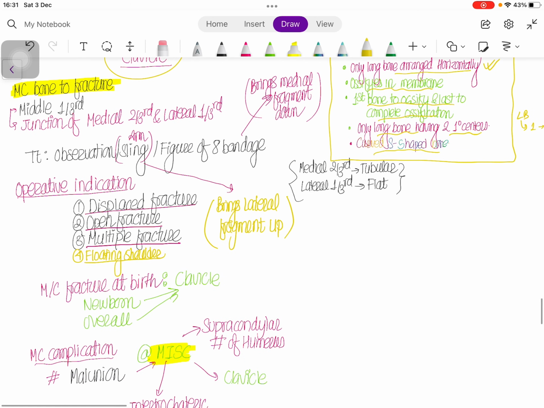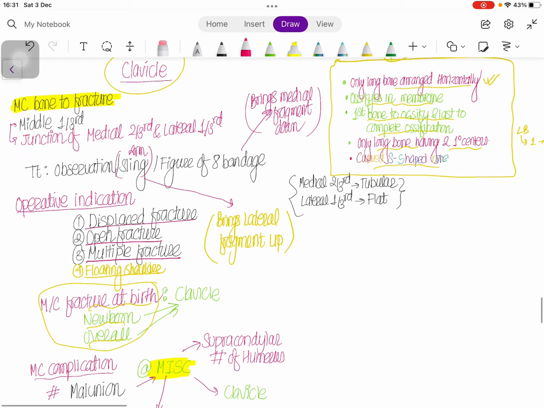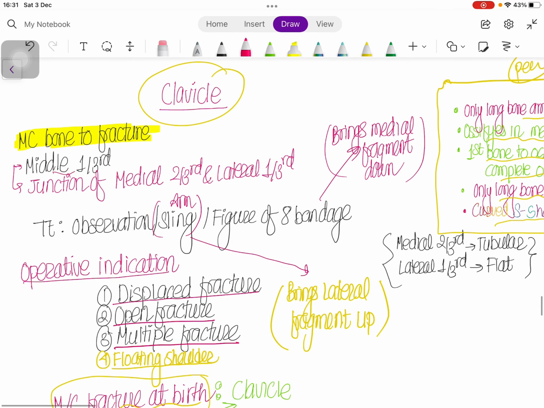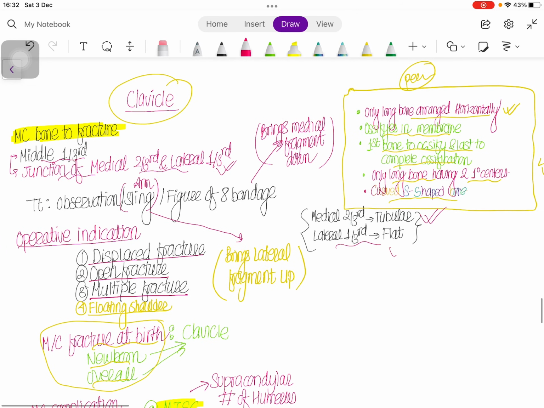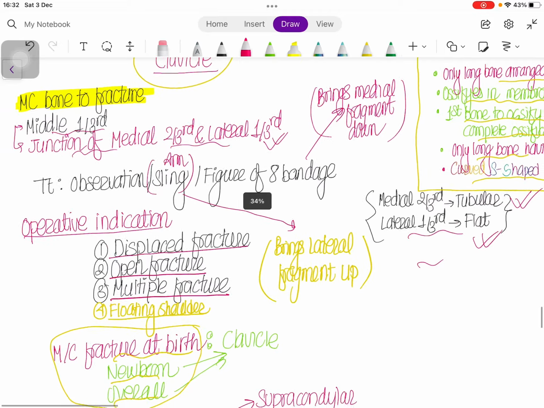So this is the most common fracture at birth and in the newborn, and overall also this is the most common fracture. The most common site is the middle one third, and if not that, then the junction of the middle two thirds and the lateral one third. Why is there more chance of fracture? Because the middle two thirds is tubular and the lateral one third is flat, so there will be more chance at the site of the joint, between tubular and flat, so it is prone to fracture.